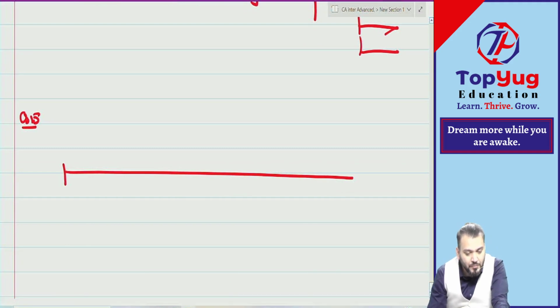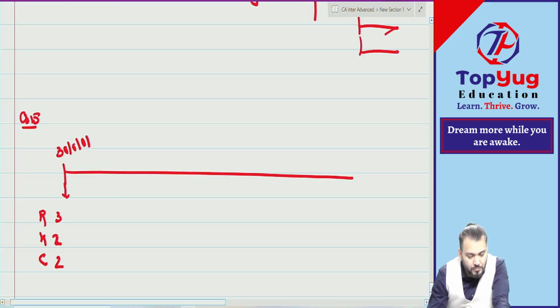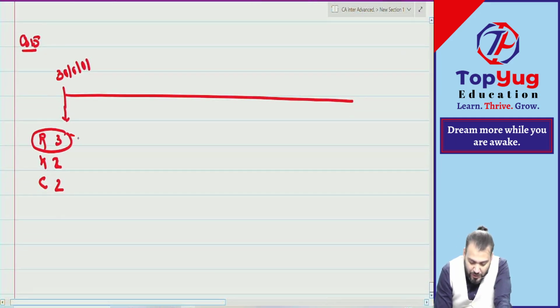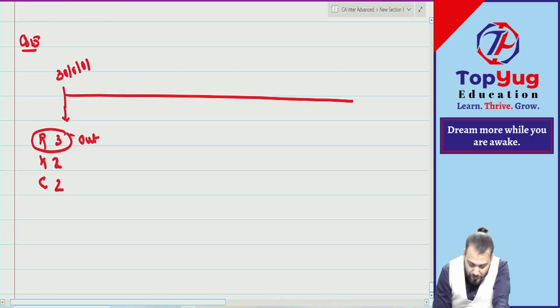What do we do? 30th June is given. R, K and C were partners in the ratio of 3:2:2. Then R will retire, so R is going out. Then revaluation will be done. A goodwill adjustment has been given. How much value?